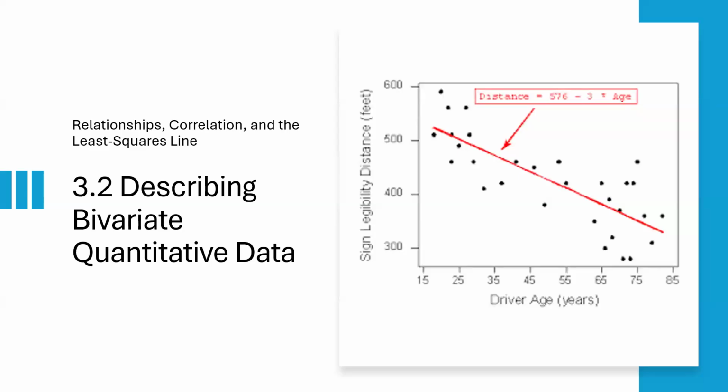Welcome to section 3.2, describing bivariate quantitative data. In this section, we go beyond looking at single variables. We're now interested in how two quantitative variables might relate to each other. For example, does more studying lead to higher test scores? Do students who get more sleep tend to exercise more? These are all real questions we can begin to answer using scatter plots, correlation, and regression lines.